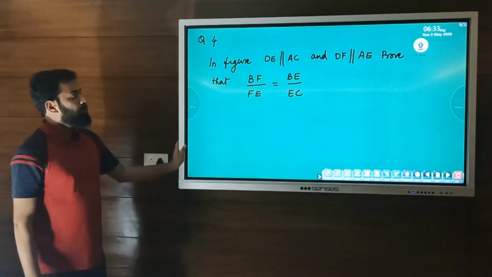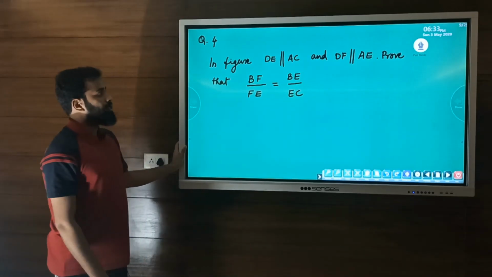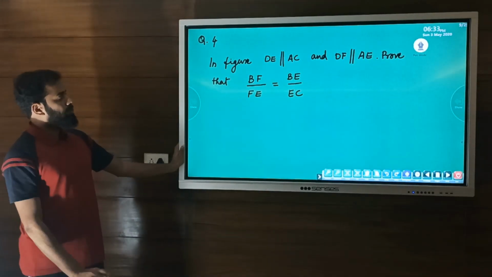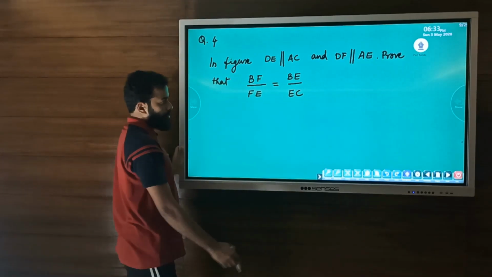Now the question number 4. In the figure, DE is parallel to AC and DF is parallel to AE. Prove that BF by FE equals BE divided by EC.